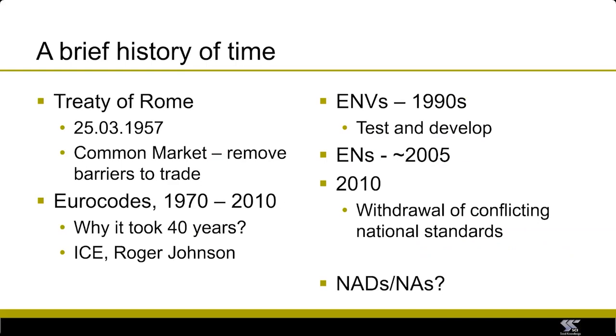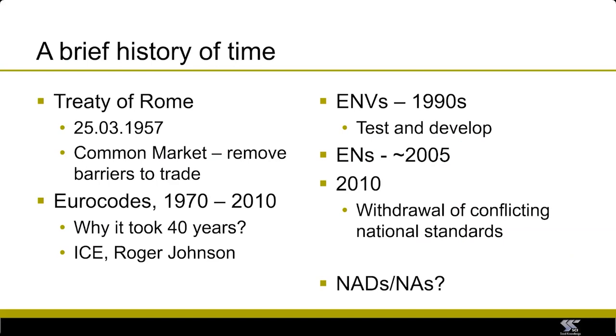The words time and the Eurocodes are inextricably linked. It all started in 1957, which is quite alarming. That wasn't the start of the generation of the Eurocodes. That started in the early 1970s. But basically the reason why the Eurocodes were developed is that the Treaty of Rome wanted to create a common market, which is a term that some of the older people in the audience will remember.